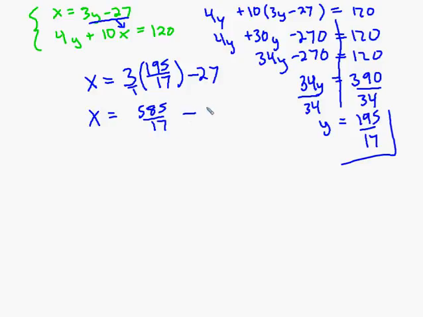Now I'm going to need a common denominator. The denominator of this is a 1. It needs to be a 17. So I need to multiply top and bottom by 17 in order to get a common denominator. So what's 27 times 17? 459. 459? I'm trusting you. I don't know. Alright, so now I subtract those. So I have my common denominator. What's 585 minus 459?